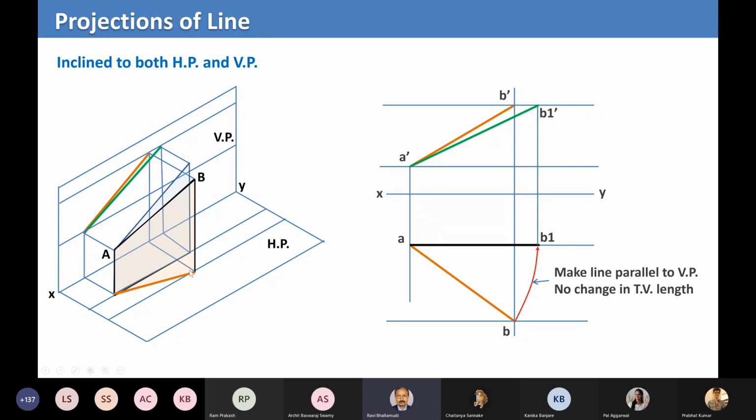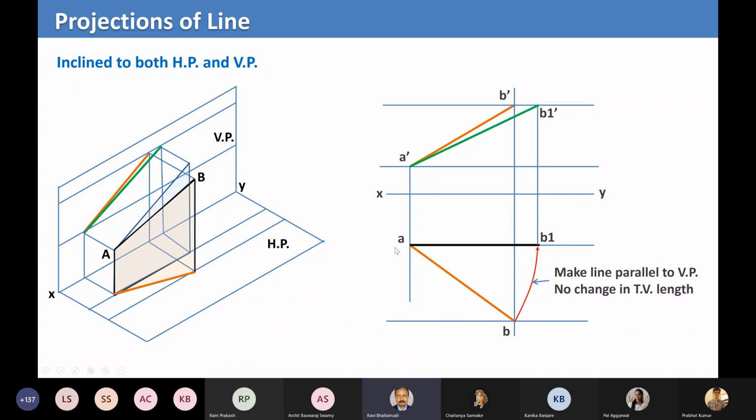Now, if I use a compass and draw an arc, no matter what I do, the lengths AB and AB1 are the same because I'm using a compass to draw the line. Once I do that, from point B1 I'll draw one more projector perpendicular to the XY line. So I go to the other side. Similarly, I have a projector.